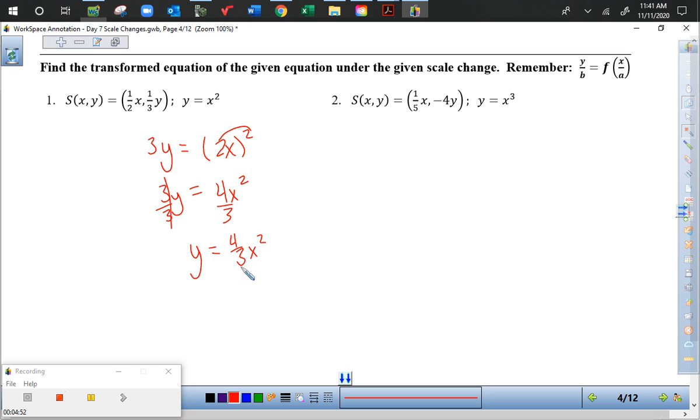And then now we have this coefficient in front of x where if we wanted to write purple note card stuff, we could describe this 4/3 as the a value. Okay, so that's it for that one.